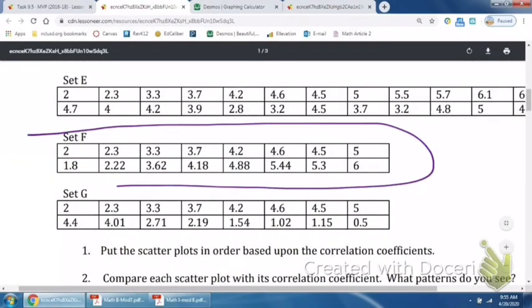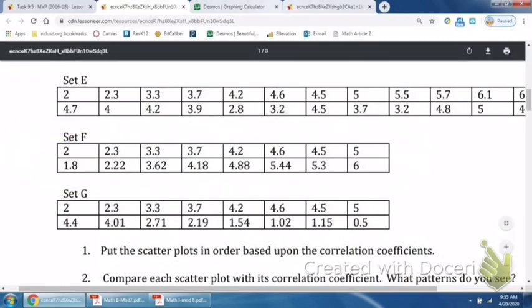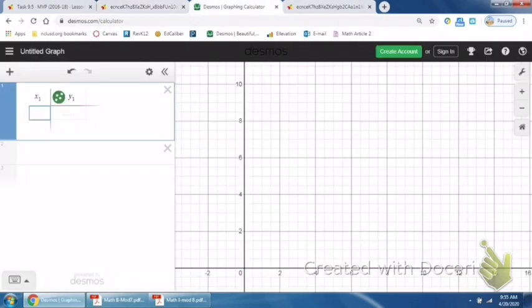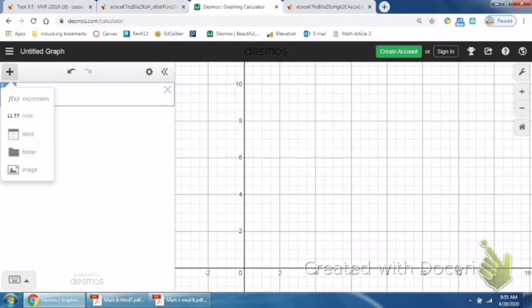We're going to use this table. Remember, the top ones are the x's, bottom ones are the y's. And I'm going to show you how to input this table into Desmos. So when you get to Desmos, the first thing you're going to do is click on a new space, hit the plus sign, then go to table.